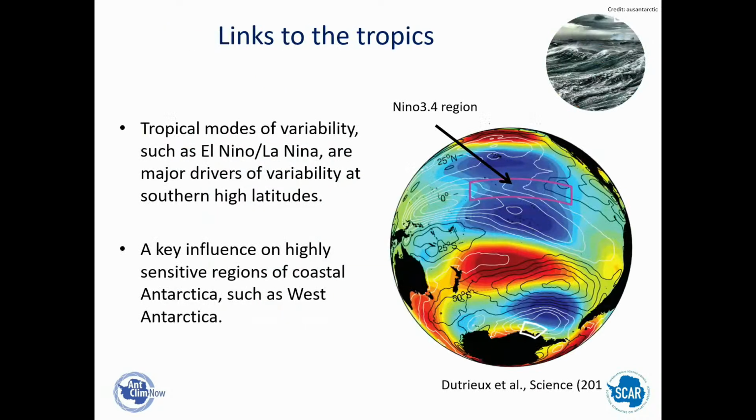Antarctica is a remarkable region of the planet in the sense that it shows very strong linkages to variability a long way away in the tropics. And this is particularly evident in parts of Antarctica that are very sensitive to external forcing, such as West Antarctica. The map here shows the atmospheric connection between variability in the tropics and how it can be connected to regions such as West Antarctica.